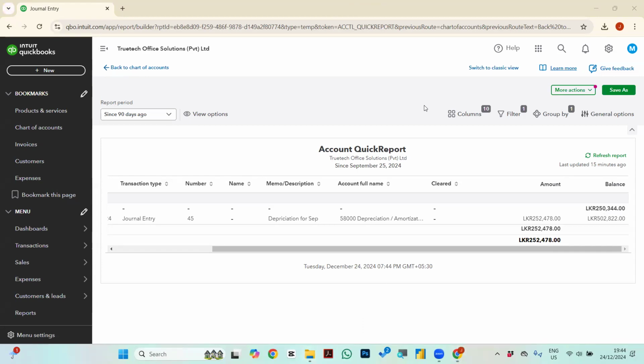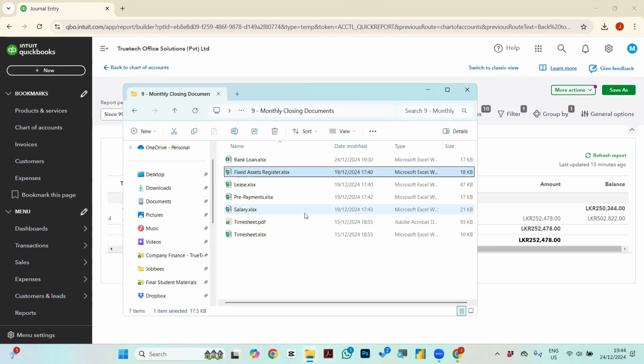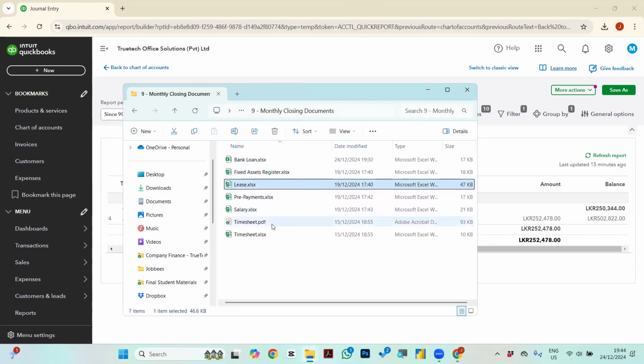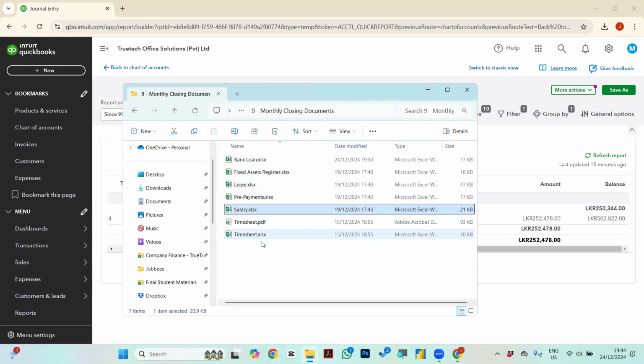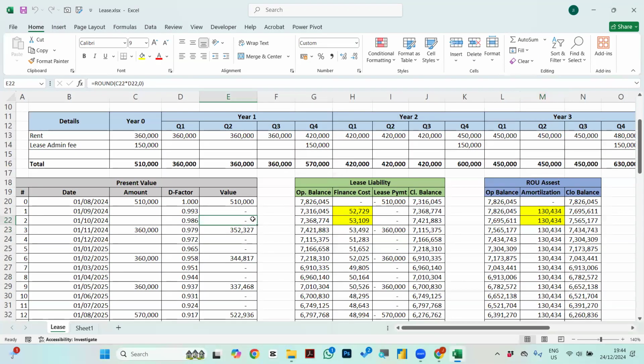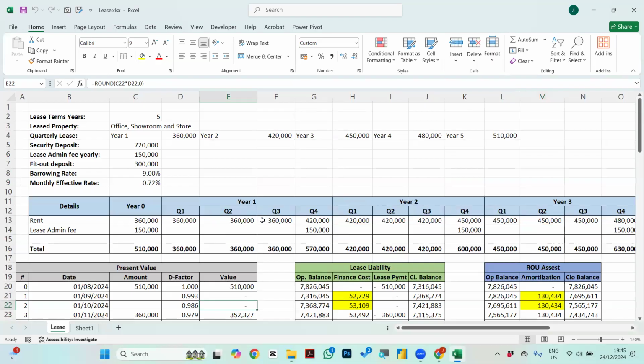Okay. The next one, we have got the lease, prepaid expense and salary, three things. And then we can simply go to the report after that. So I'm going to start with the lease. So it's very easy, not really complicated, because last time I explained how the lease is being calculated.